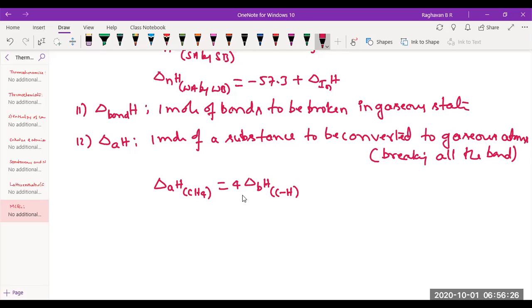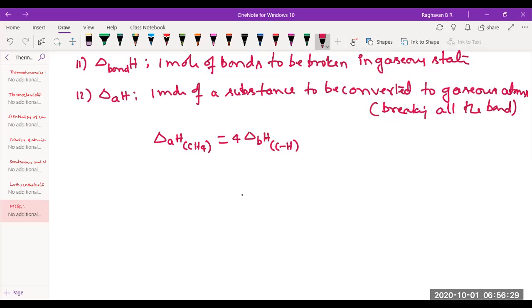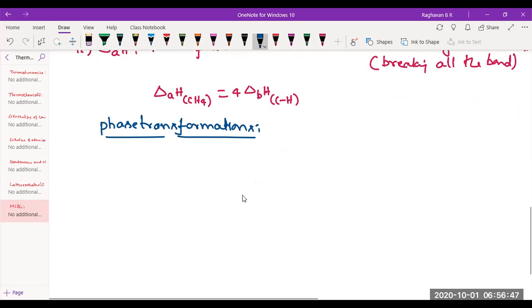Like that, apart from that, there are so many phase transition definitions, phase transformations. So what is this phase transformation? See, generally, when a substance changes from one physical state to another physical state, then it can be called phase transformation. This is rather common sense, that's all. Under that, I'll just give enthalpy of vaporization.